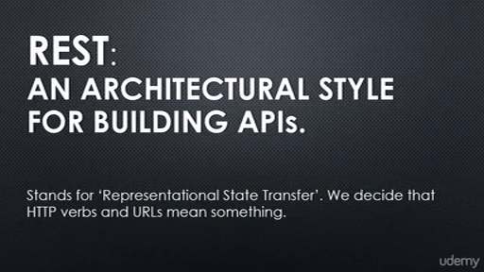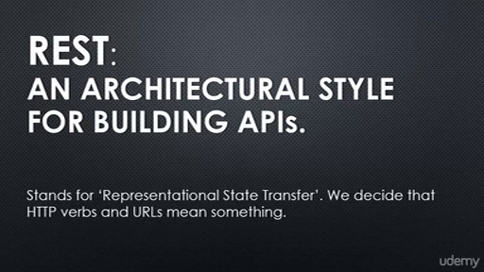REST is an architectural style for building APIs. It stands for Representational State Transfer, which sounds really complicated. But all it really means is that when we handle HTTP requests, we decide that the verbs and the URLs mean something. When we build our APIs, we build them in a way that the verbs and URLs mean something, because it's up to us how we handle the requests on the server.